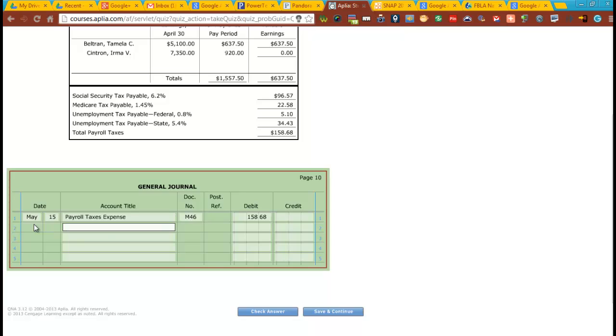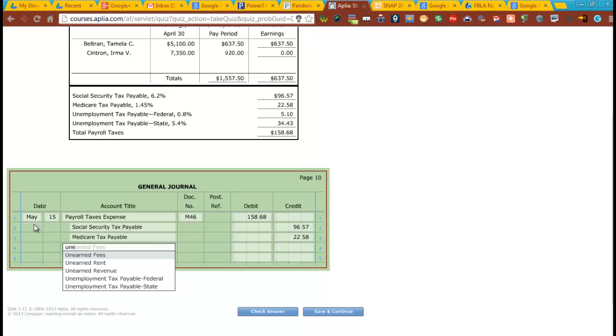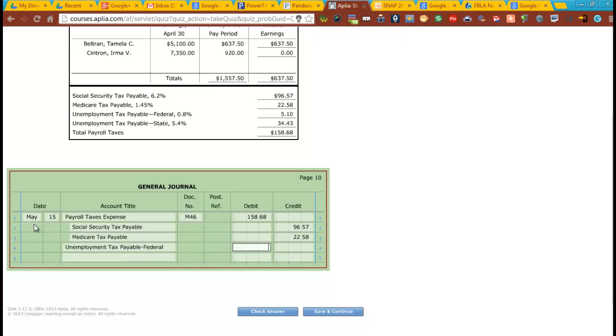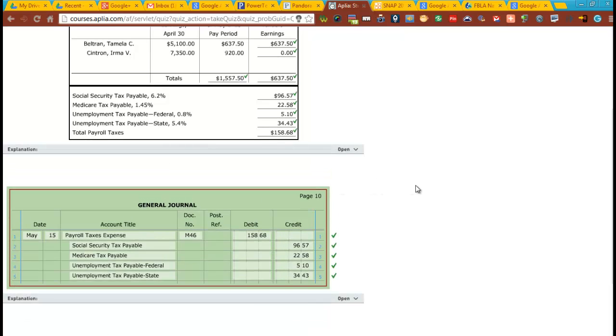Then I need to go through and do all of my taxes. Social Security tax payable is going to be a credit of 96.57. Medicare tax payable is going to be a credit of 22.58. Then my next account is a little bit different. It's going to be unemployment tax payable federal for 510, and then it's going to be unemployment tax payable state. Watch that you choose the correct one. And I have a happy green circle because I did it all right.